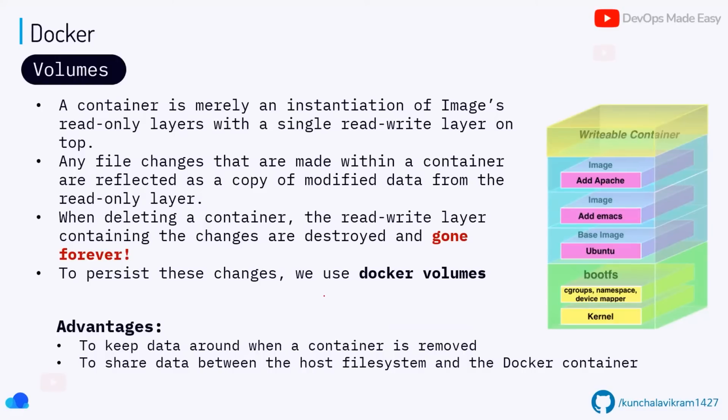Okay. So as we know, anything that we write to the writable layer is temporary. In case you want to persist those changes, you need to take a backup, and that's the reason why we use Docker volumes. In Kubernetes, we have a separate concept. There we have Kubernetes persistent volumes. Docker volumes are much simpler.